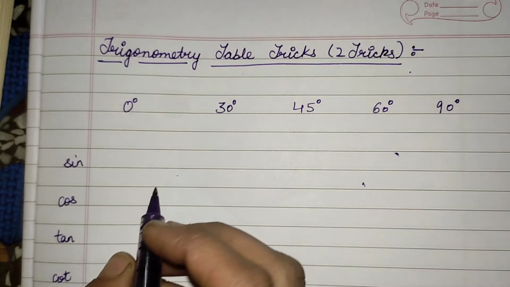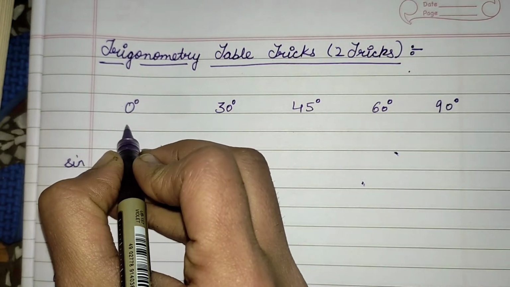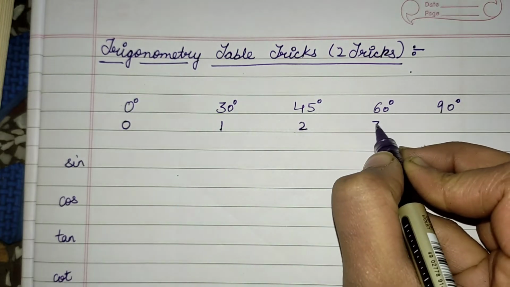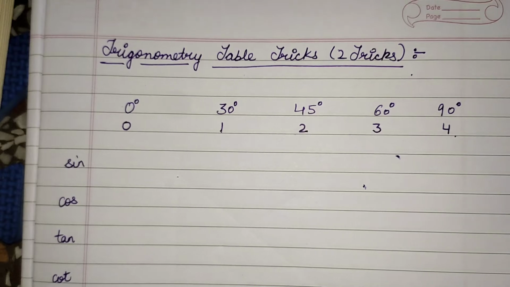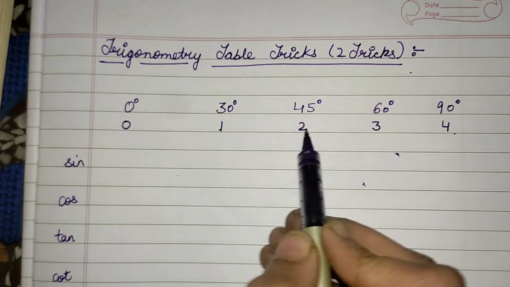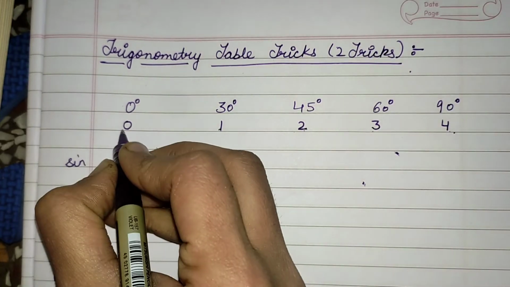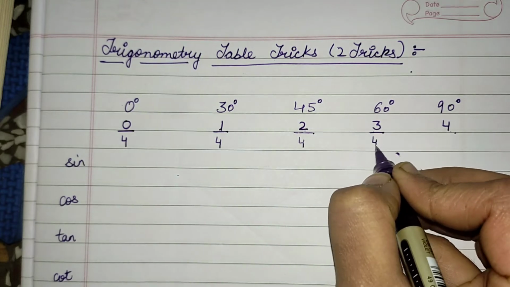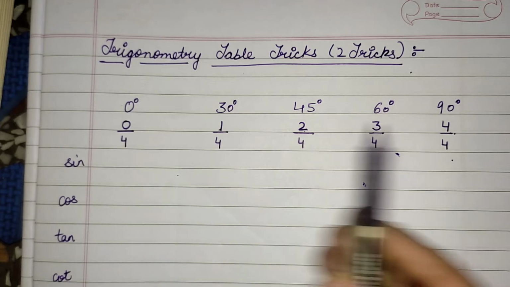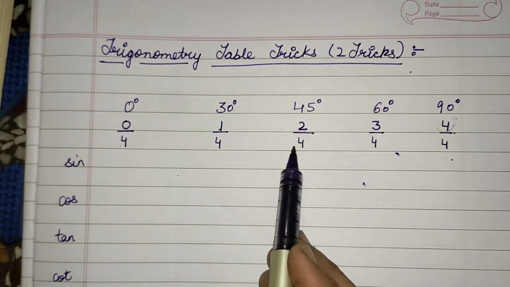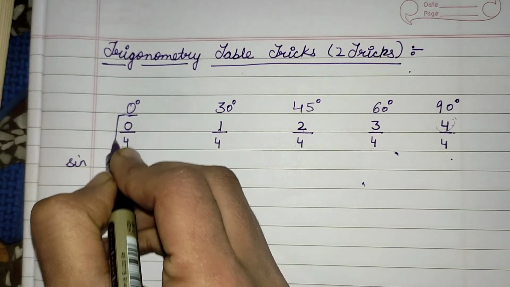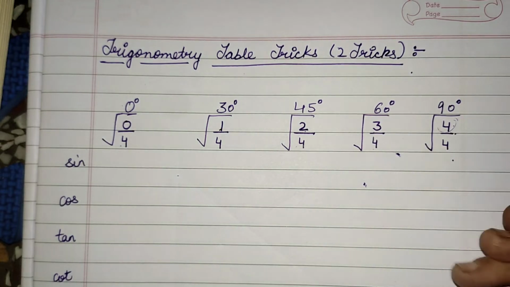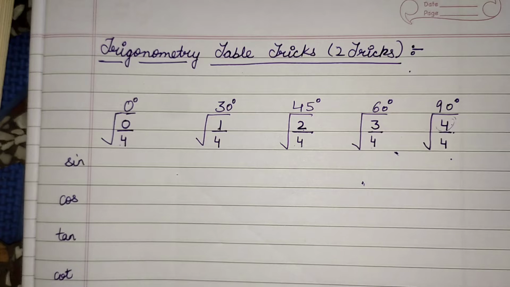For the first trick, we use our counting numbers 0, 1, 2, 3 and 4. So we will first write down 0, 1, 2, 3 and 4, and then divide each number by 4, because the total number of entries is 4, so that's why we are dividing each number by 4. Now take the square root of all the numbers, and you are done with your trigonometric table.